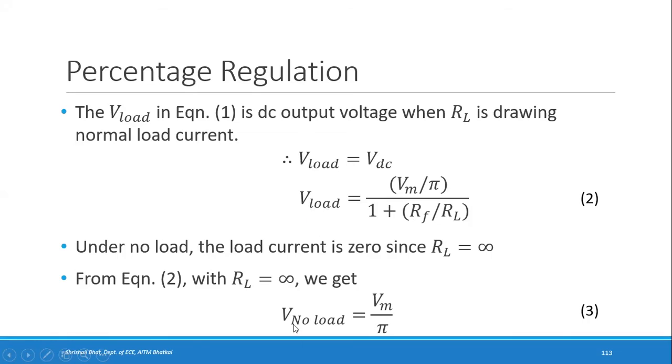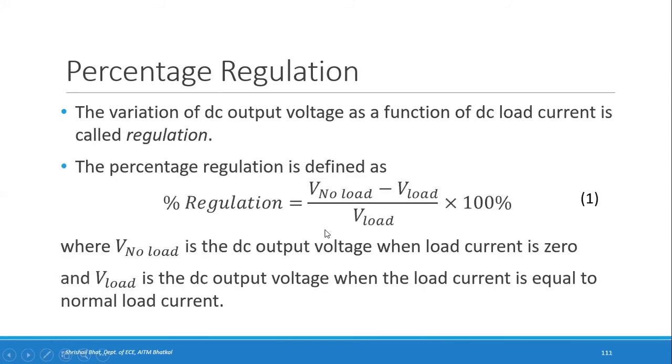Okay, so when there is no load current, the voltage is Vm by pi divided by 1, which is nothing but Vm by pi, right? So voltage when there is no load current is Vm by pi, because we have considered RL as infinity. So now we have got the expression for voltage when there is no load current, and this is the voltage when there is a load current. Just substitute these two in this particular equation.